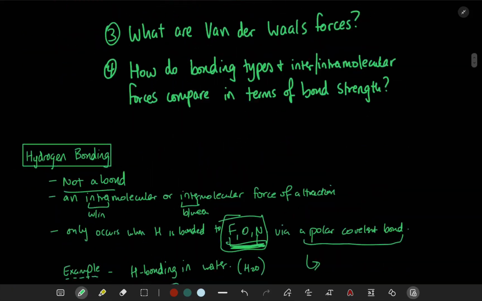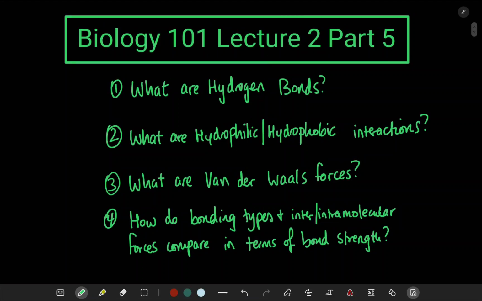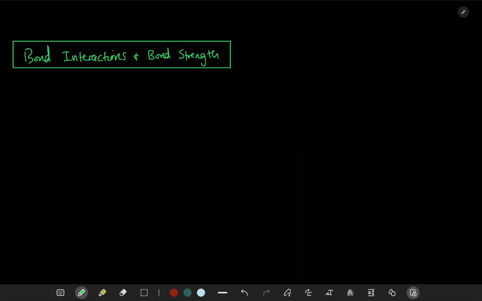Okay, so that was van der Waals forces, so what's left? So now let's talk about how different bonding types and different inter and intramolecular forces compare in terms of bond strength and how they interact with each other. All right, so let's get started on that. So now let's talk about bond interactions and bond strength, right? So let's first talk about bond interactions.